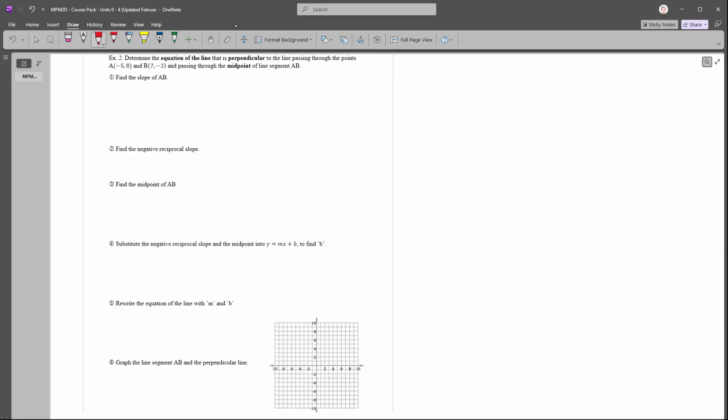Determine the equation of a line that is perpendicular to the line passing through the points AB. So again, it's perpendicular to AB, and it passes through the midpoint of the line segment AB. Oh, well, that's interesting. So we know that not only is it perpendicular to AB, it actually goes through the midpoint of AB. That's going to be useful information. So first of all, let's do the same stuff we did last time. We're going to start off by finding the slope of the line that we are getting our perpendicular equation from.